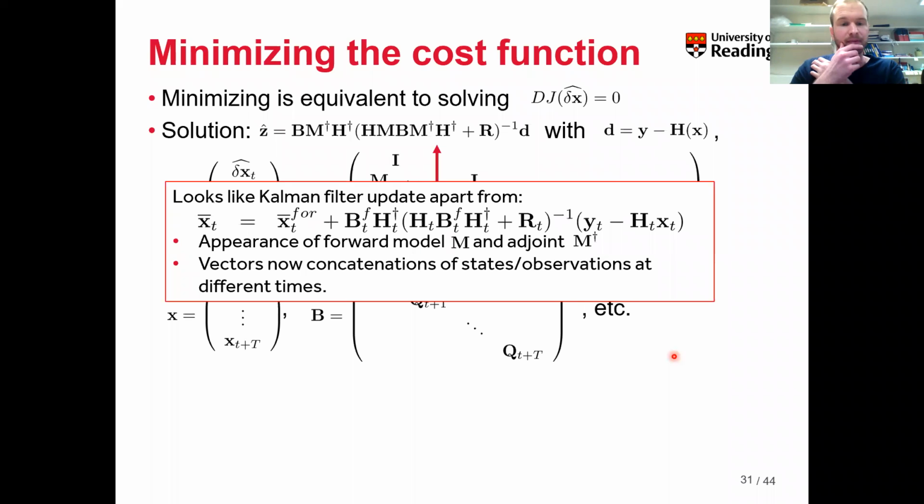Now, apart from this propagation matrix M, you will find that the 4D VAR solution actually looks a lot like the Kalman gain I showed earlier. But now with factors consisting not just of a single time step, but containing the fields at each time step within your analysis window.